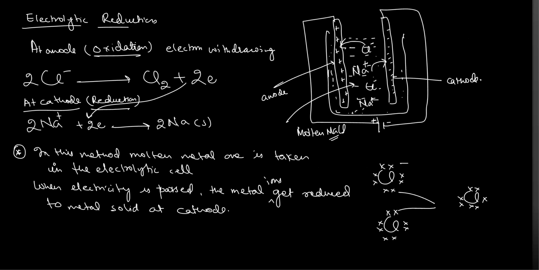At the anode, oxidation always takes place, and at the cathode, reduction always takes place. So note it down.